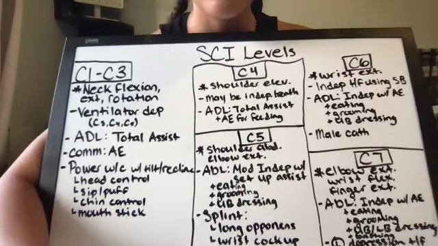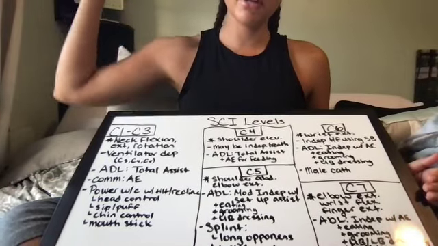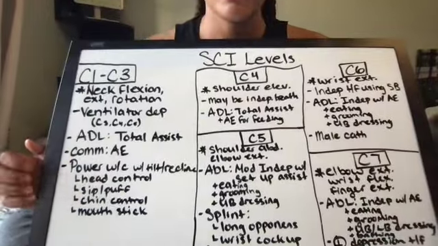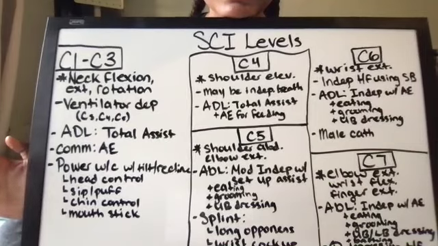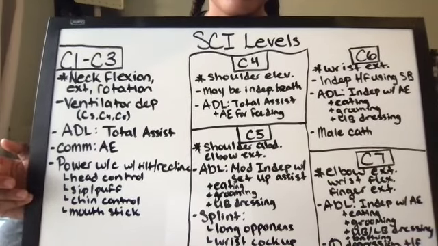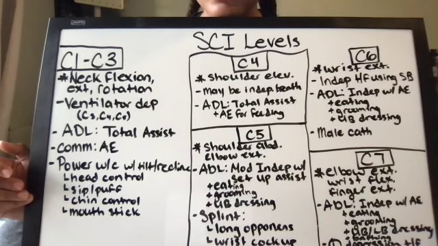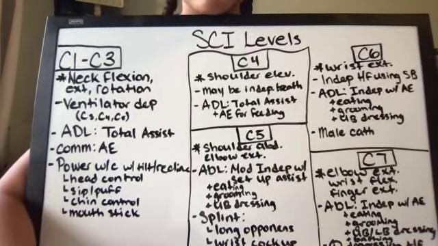Alrighty, so C5. I told you this one was shoulder abduction, elbow flexion. So think of it like making a muscle. C5, make a muscle. At C5, ADLs, they're going to be modified independent with setup assist. So, eating, they can do some grooming, upper body dressing, but they are going to need some setup assist.